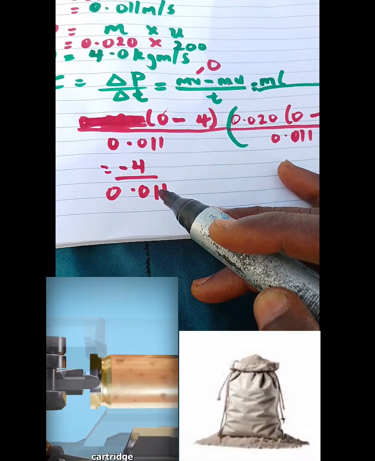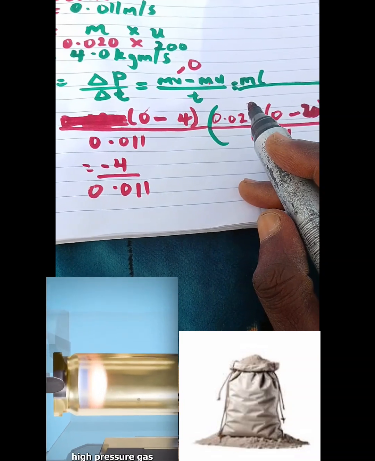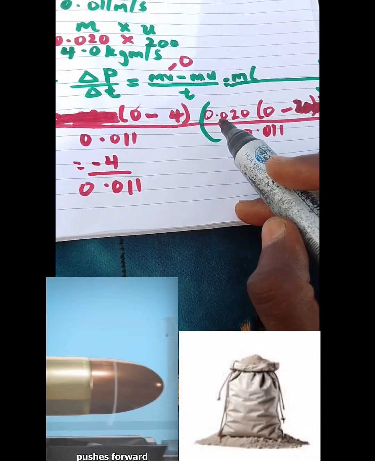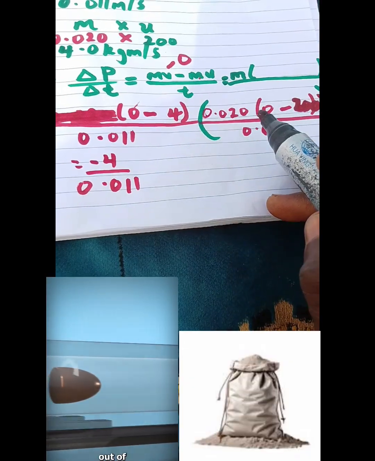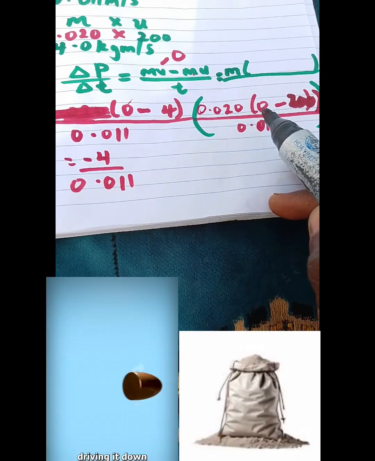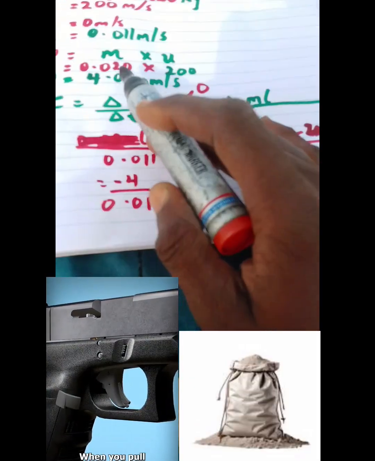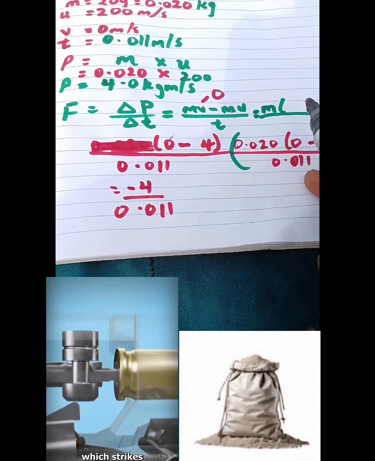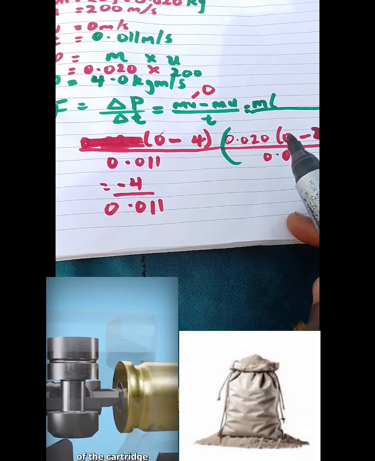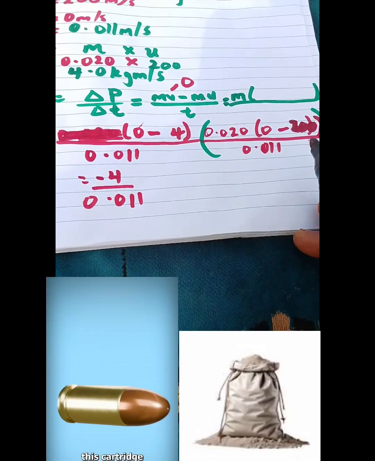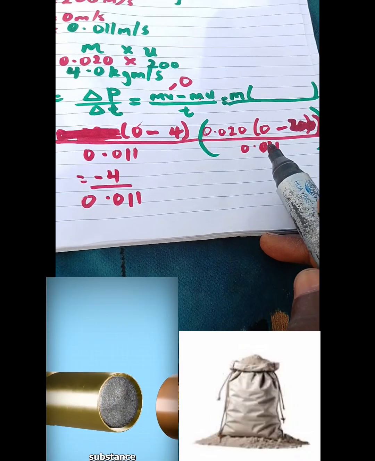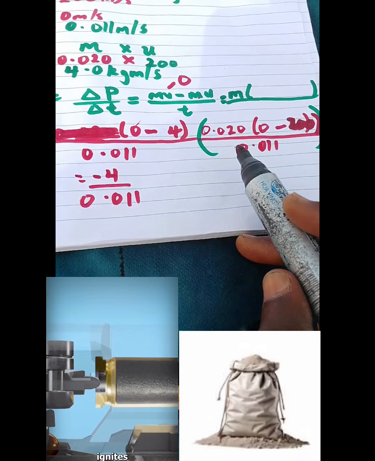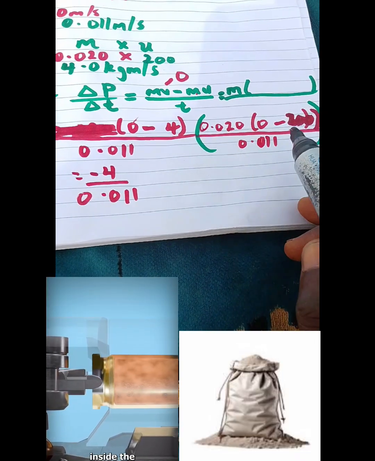Or if you want to do it from scratch, mv minus mu, you bring out m, which is the mass, and the final velocity is 0 minus initial velocity. Initial velocity is 200 meters per second. It came out with a velocity of 200 meters per second. So 0 minus 200. Of course, you still arrive at the same answer. You're still going to get 0 minus 4, because this times this gives us minus 4.